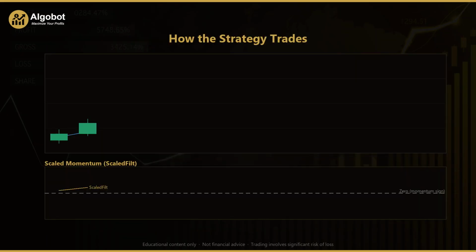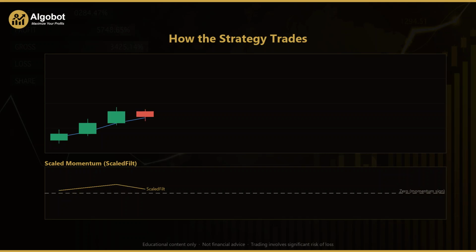Now let's bring the whole strategy to life on this illustrative chart. On the price panel, you can see our candles along with the blue line, which is the deviation-scaled moving average, the adaptive baseline at the heart of this strategy. Below the price is a second panel showing the scaled momentum, the normalized value that must agree with each trade. Watch how the blue line and that momentum reading work together.